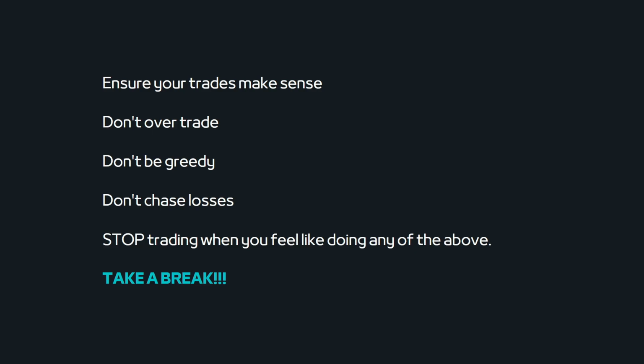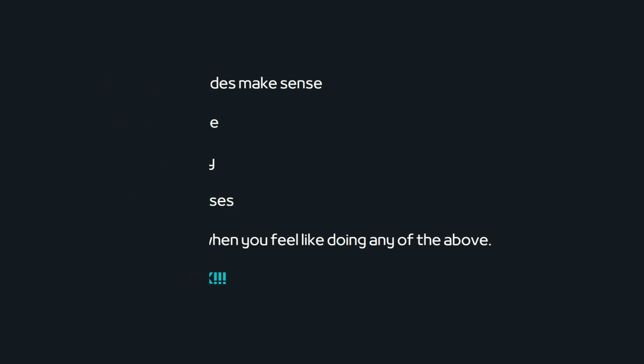Don't chase losses. So if you're on a loss streak, don't follow the loss. Or if you've taken a loss on a trade, don't take a trade that's pretty much exactly the same with maybe a different stop loss, banking that, say, gold, for example, will continue going bearish, but instead it goes bullish, vice versa. And stop trading when you feel like doing any of the above, except from step 1, of course, which you need to do. So take a break during your trading.